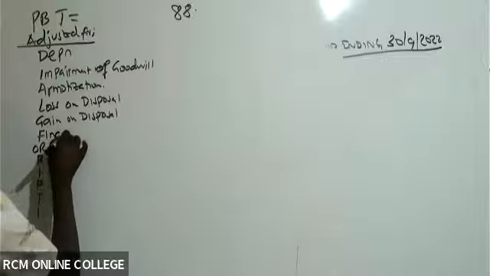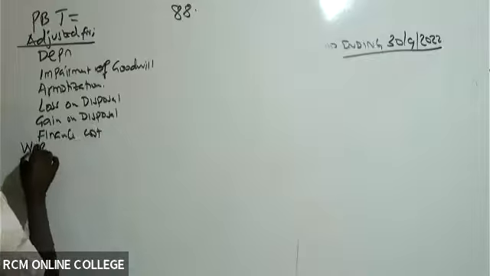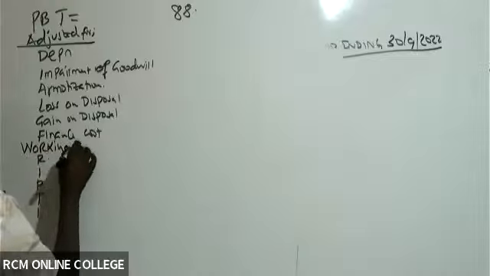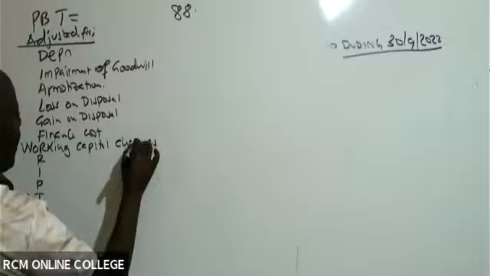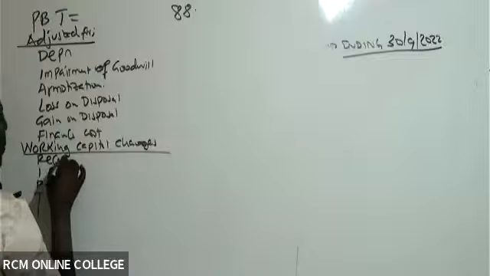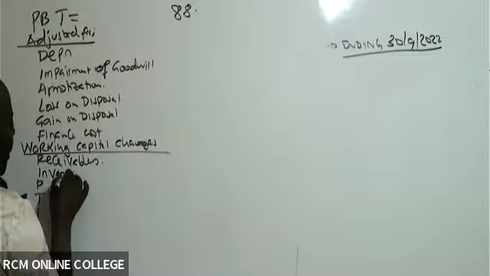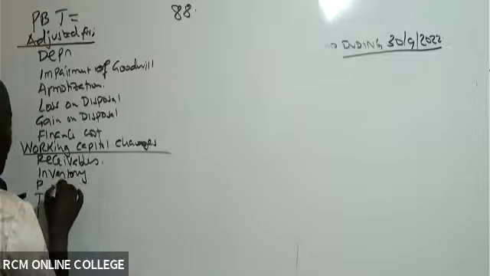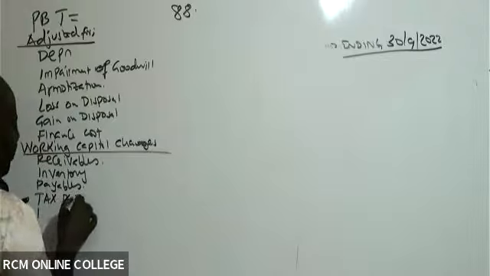So we have here finance cost. We have here working capital changes. You underline this. Then we have receivables, then inventory, then payables. Then we have here tax paid, and then interest paid.